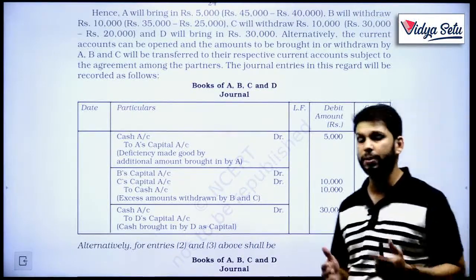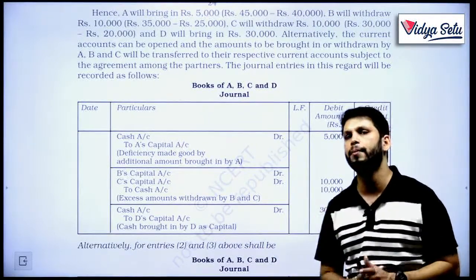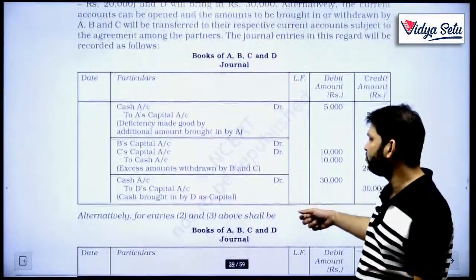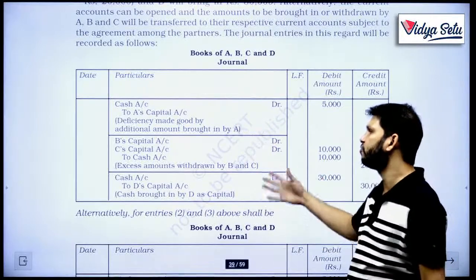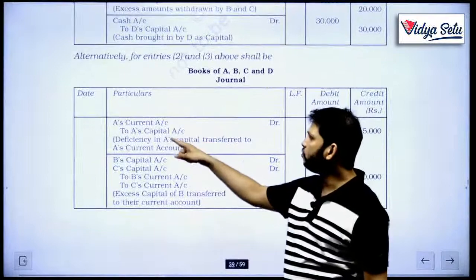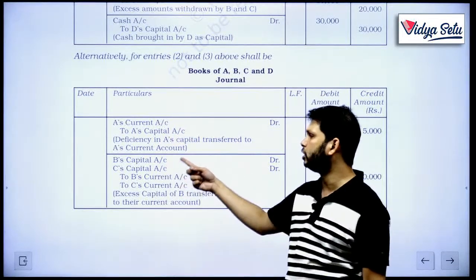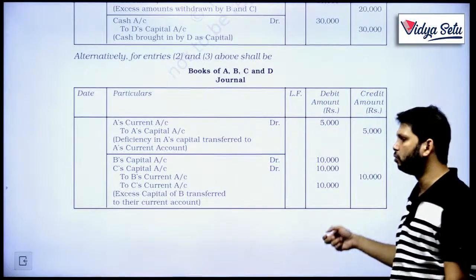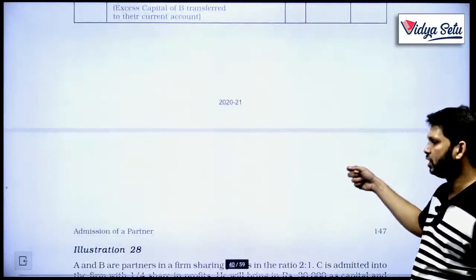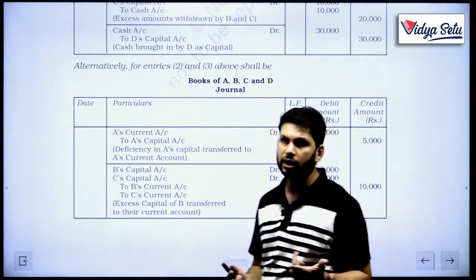There has been no information about goodwill. That is the reason they have not mentioned anything about the goodwill. Alternatively, if they are not bringing cash, instead of cash, the current accounts can be opened. So A will bring the money from A's current account, B and C will transfer the excess money to their respective current accounts. D will obviously have to bring the money in cash.